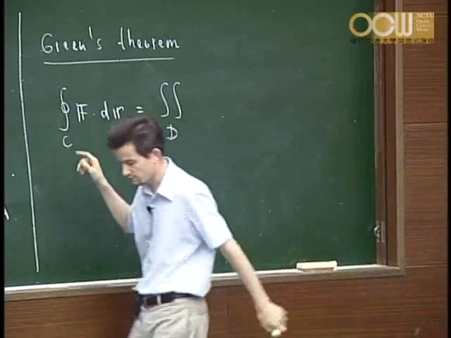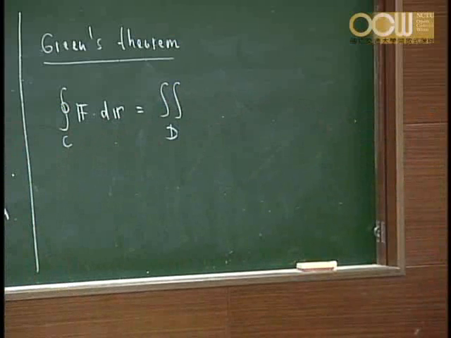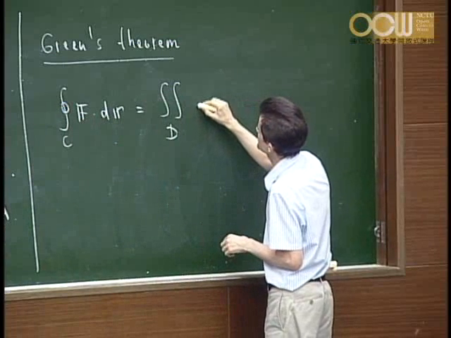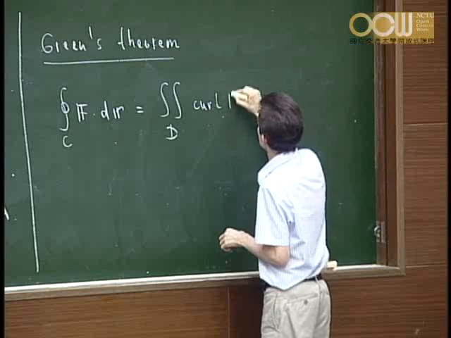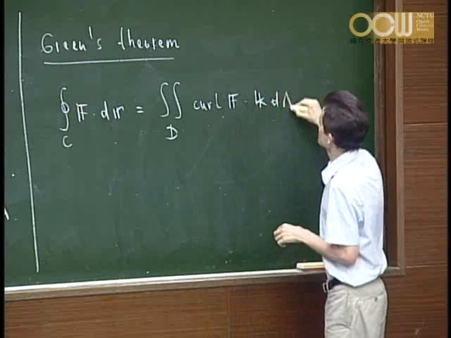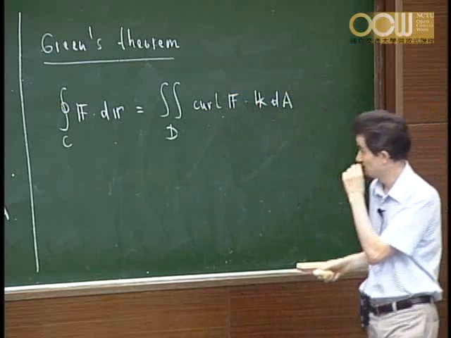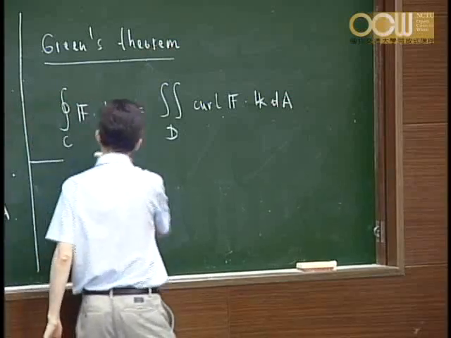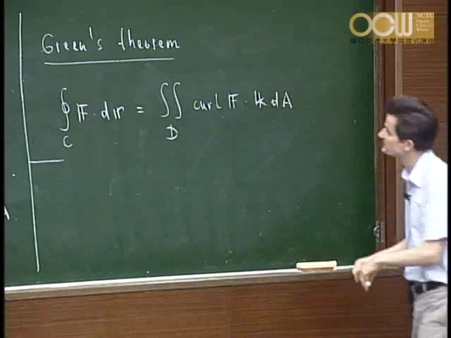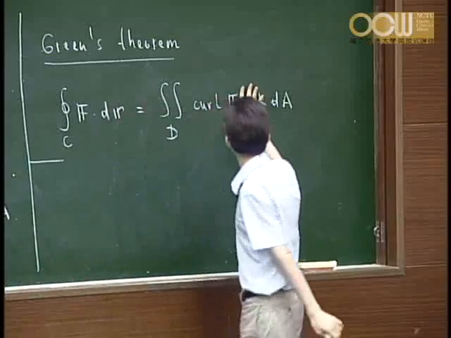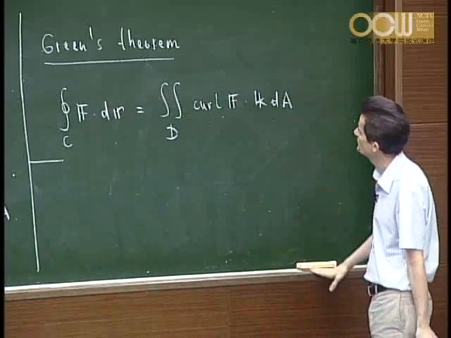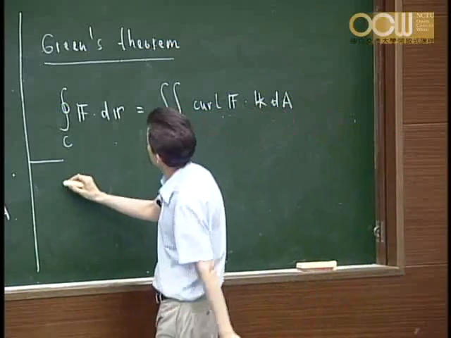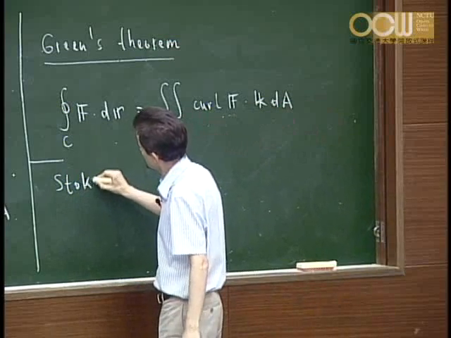So here for the curve you have of course the orientation. So C is the boundary of D, and one of the forms was the double integral of the curl of f times k dA. Now we want to have something similar for the surface integral. So we want to replace this by the surface integral over the curl of f, and here dS. Now this, as you know from other classes, I guess, is Stokes' Theorem.